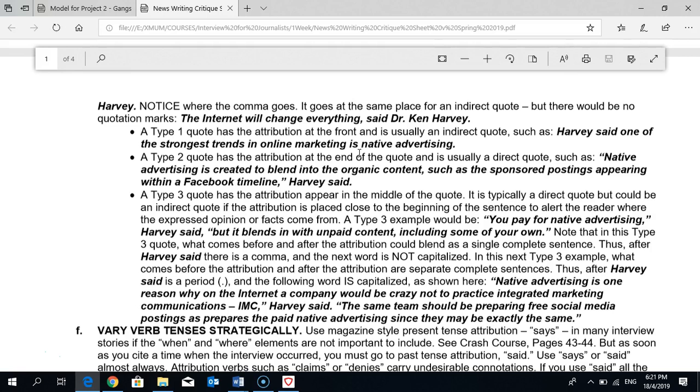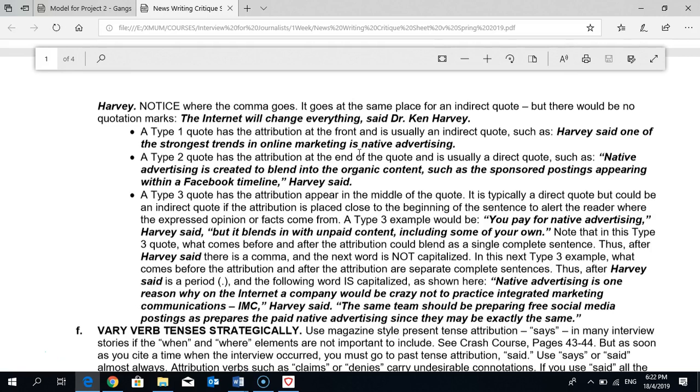Well, okay, yeah. So type 3 down at the bottom is 2 separate sentences. It's still considered type 3. It's in one paragraph. "Native advertising is one reason why on the internet a company would be crazy not to practice integrated marketing communications, IMC," Harvey said. New sentence. "The same team should be preparing free social media postings as it prepares the paid native advertising, since they may be exactly the same."